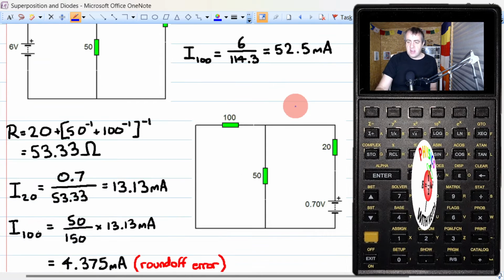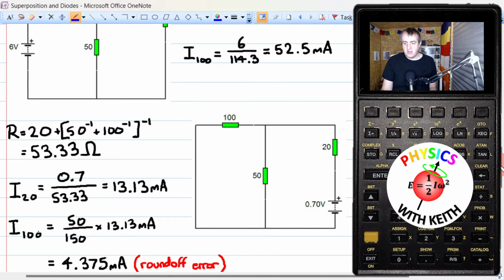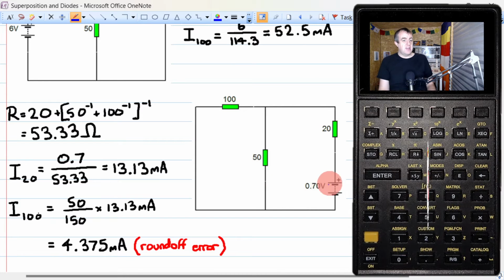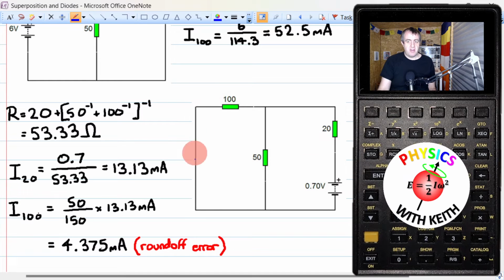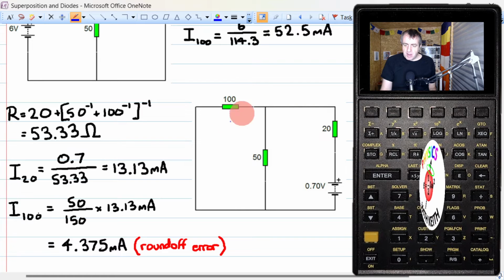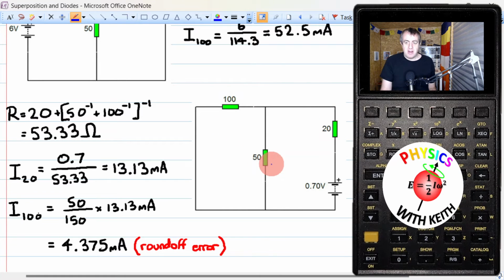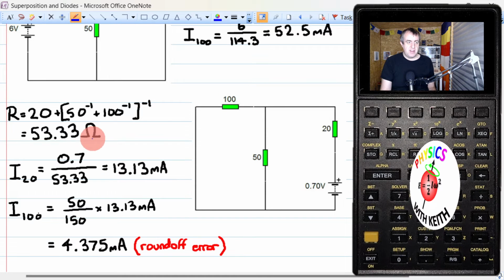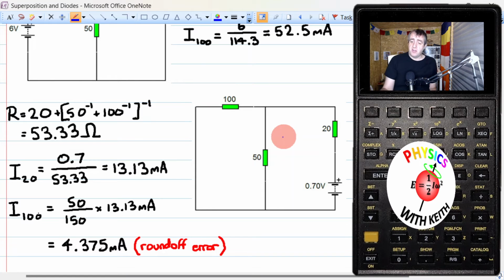Now let's look at the second case. In the second of our two circuits, what I did is I replaced the diode with a power supply, thought of it as a power supply, and I replaced the power supply with just a wire. And here the combined resistance is 20 ohms plus these two in parallel, so that's the reciprocal of the sum of their reciprocals. So you get 53.33. There's a recurring dot on that, but we don't use recurring dots in physics.